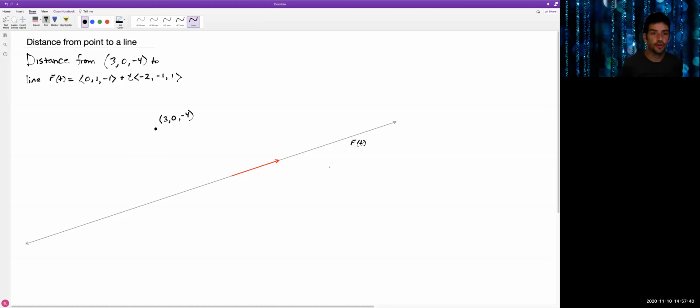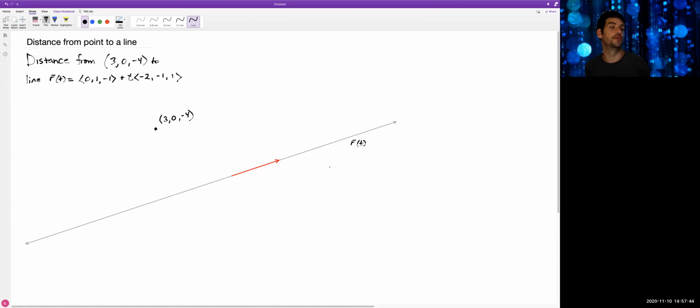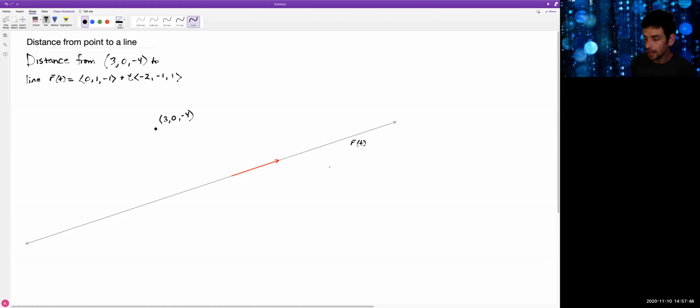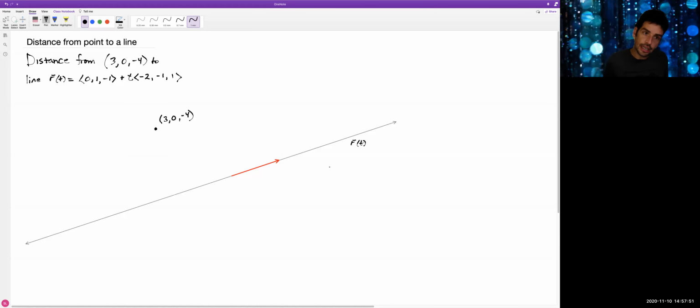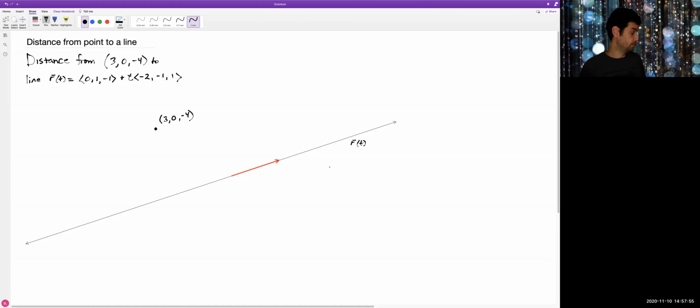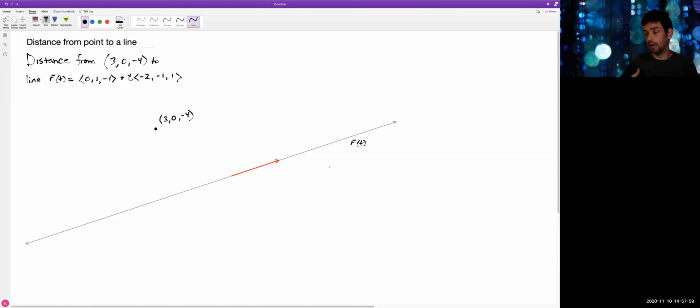Everybody. So we're going to do a little example here of finding the distance from a point to a line in three-dimensional space. And if you look around certain textbooks online, there is a rule or a formula that can be developed for this problem, and that's fine.